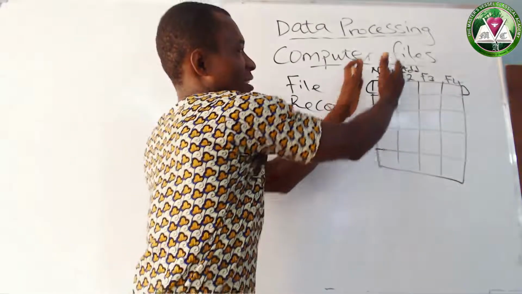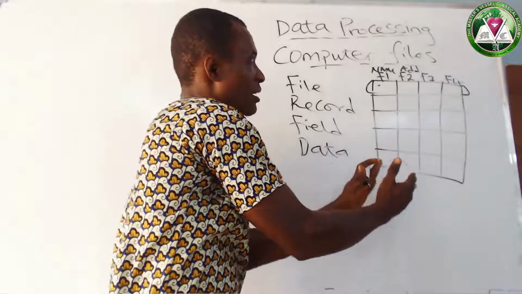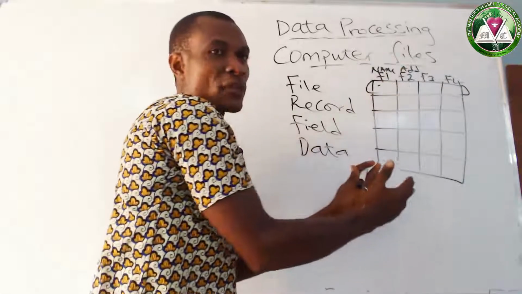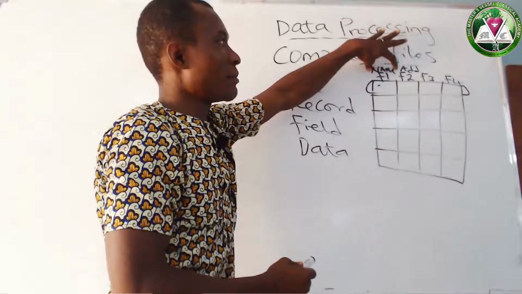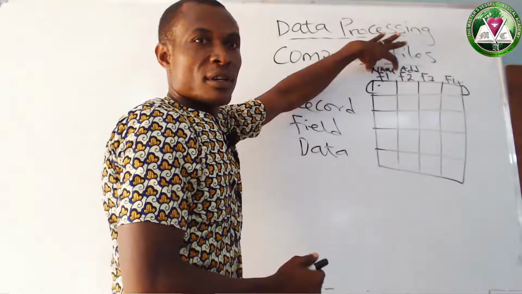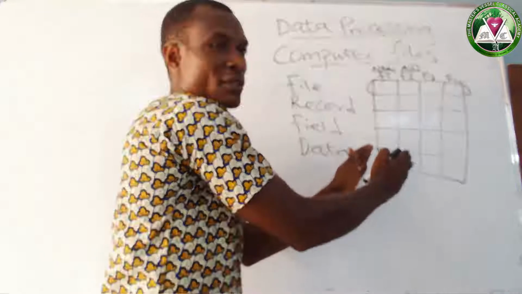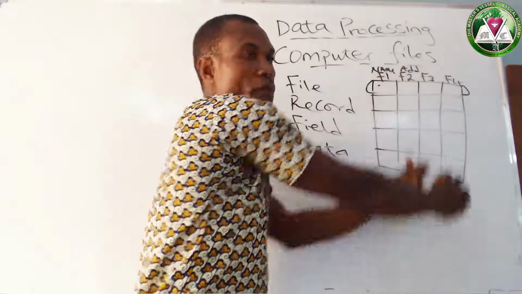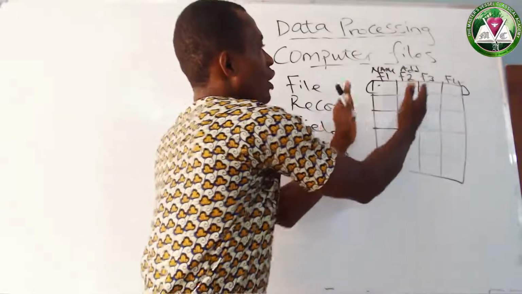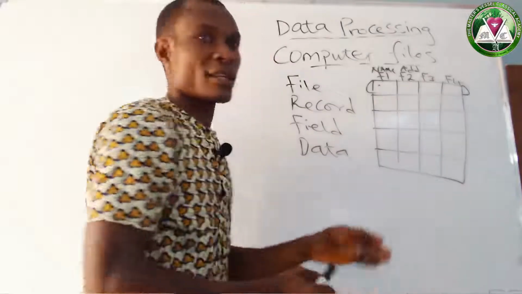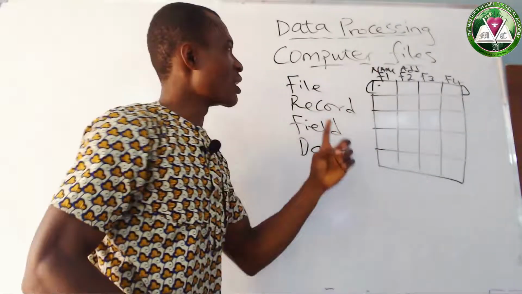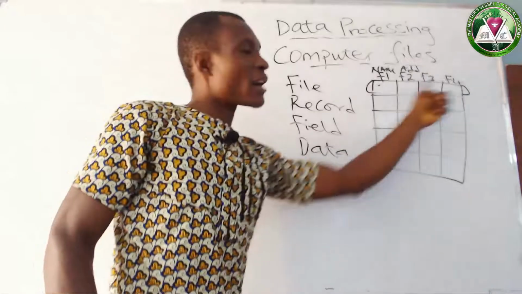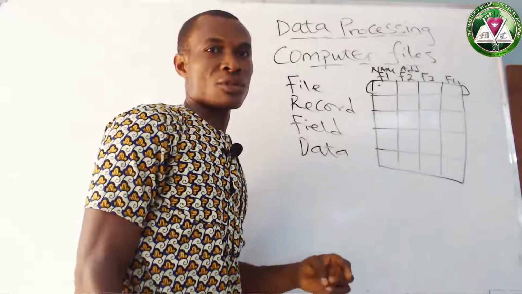Now, look at the columns here. The first column I tag field 1, where I have name, is the first field. This is the second field. This is the third field. Now, when you combine these fields together, they will give rise to the record I earlier mentioned.